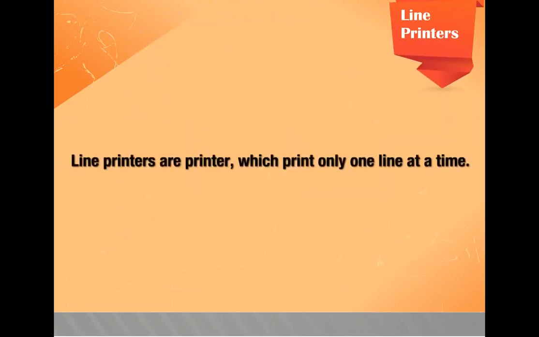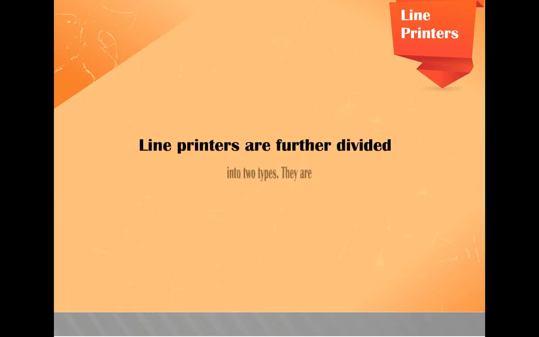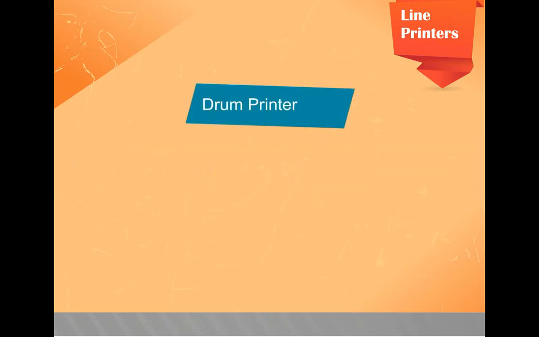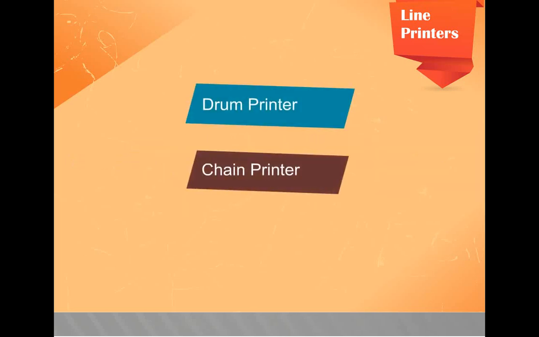Line printers. Line printers are printers which print only one line at a time. Line printers are further divided into two types. They are drum printer, chain printer.